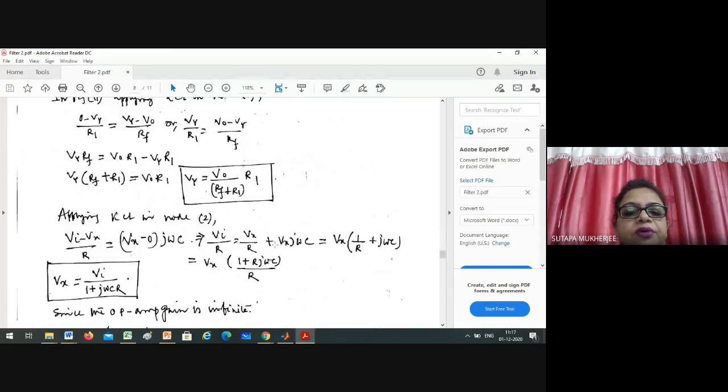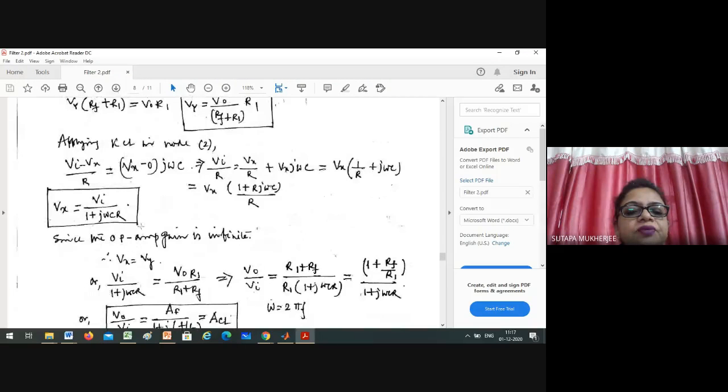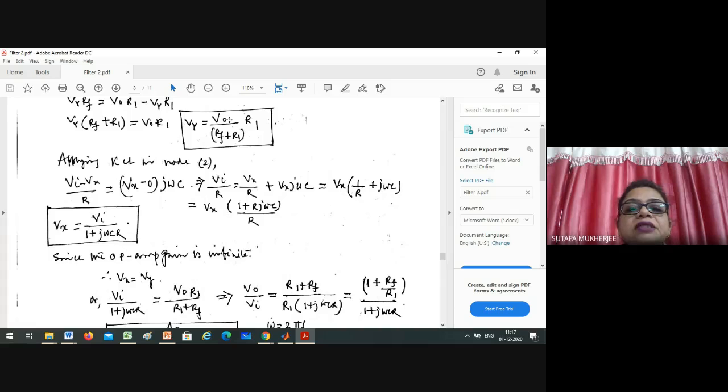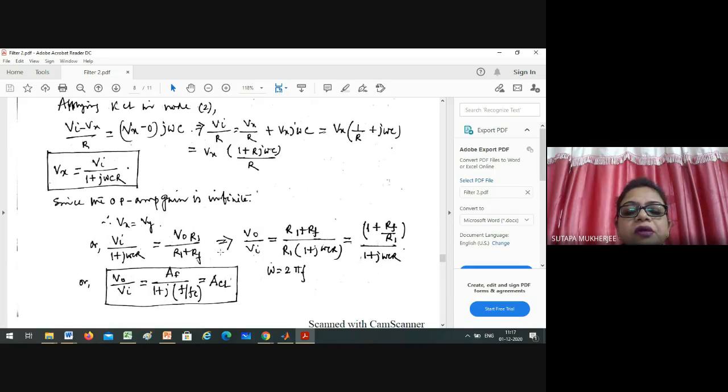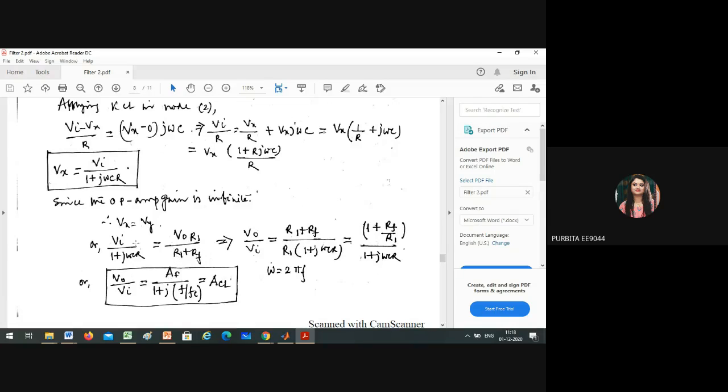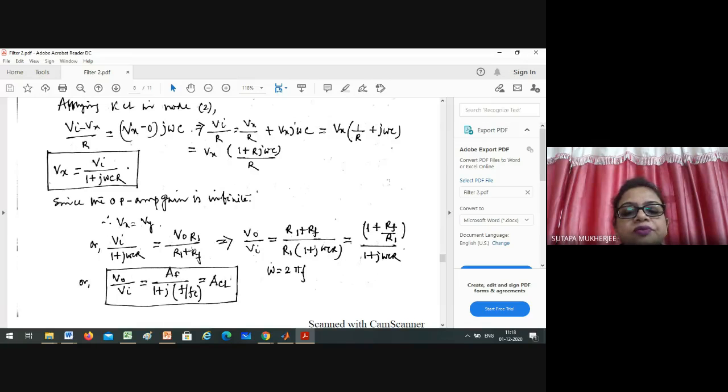What I want to say, it is done here also, you can see. You have found Vy yourselves, you have found Vx. Now I am telling you, since the op-amp gain is infinite, so Vx equals to Vy. So Vx equal to this, Vy equal to this. Just equate these two equations. If you equate these two equations, what will be the answer? V0 by Vi will be equal to R1 plus Rf divided by R1 into 1 plus j omega CR. That is equal to what?